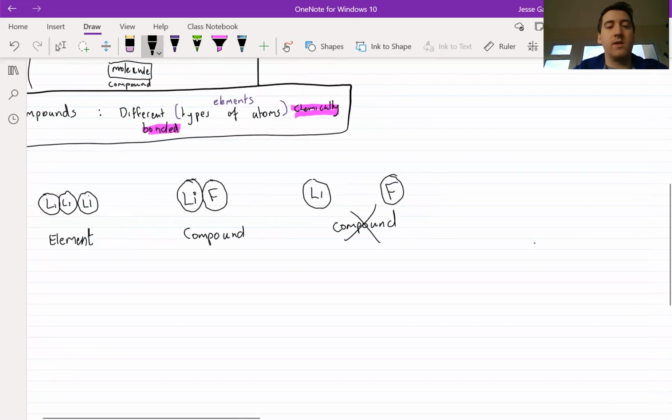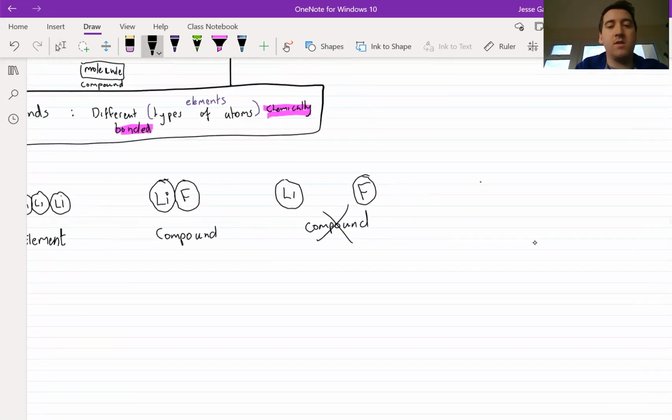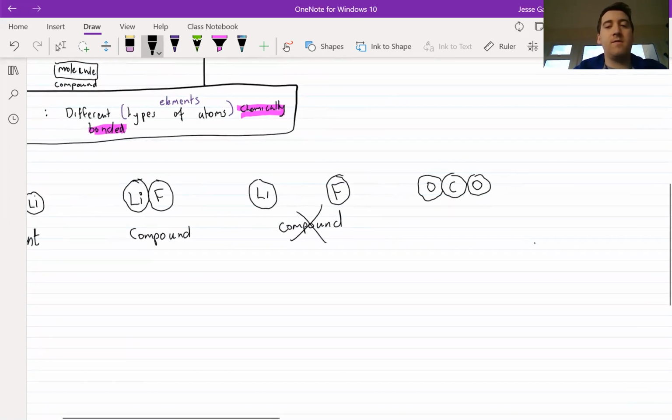I'm going to look at one more example now. Say we have this substance here, carbon, and carbon is chemically bonded to 2 oxygen atoms like this. Is it an element or a compound? Speak your answer to the screen on 3. 1, 2, 3.